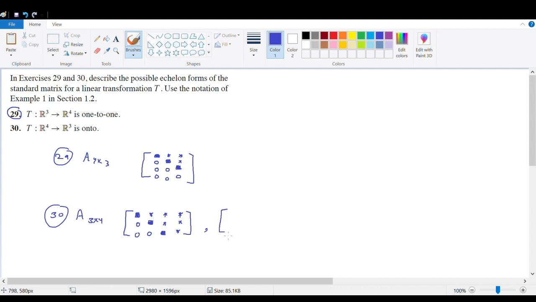Or we may have another form, for example, this one. Here we have 0, 0, and we may have here a star, then 0, 0, may have here a star, here a pivot, this one is 0, then we may have here a star, and here we have another pivot. Or we may have another form, which is 0, 0, 0, then a pivot here, then 0, 0, then we may have here a pivot, another pivot, 0, 0, and the last one also has a pivot. So you can choose any one of these and it will be correct because we have a pivot in every row.